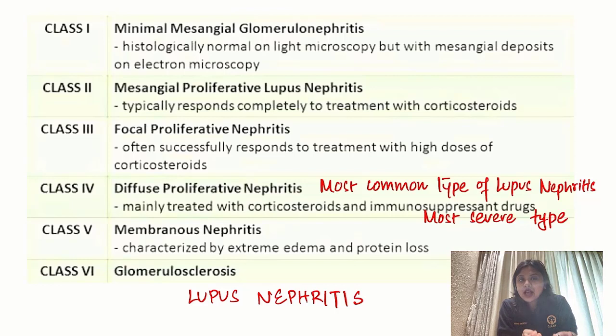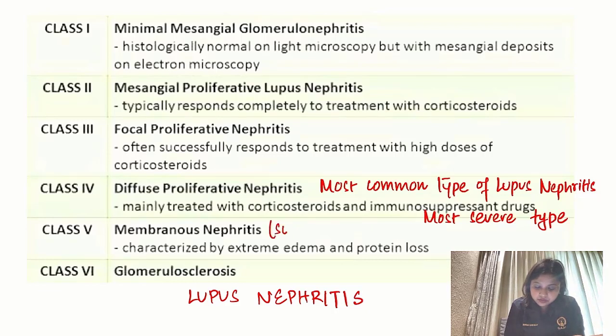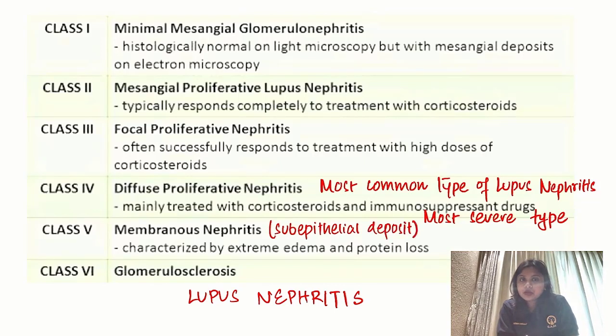Understood? Class 5 is membranous nephritis. You should remember membranous nephritis is class 5, and membranous nephritis will present with subepithelial deposits. And usually class 3 and class 4 present with lupus flare, where we have to treat with intravenous methylprednisolone. And the most advanced stage is class 6. Almost it presents with end stage renal disease, glomerulosclerosis. Okay. So this is the most advanced form.